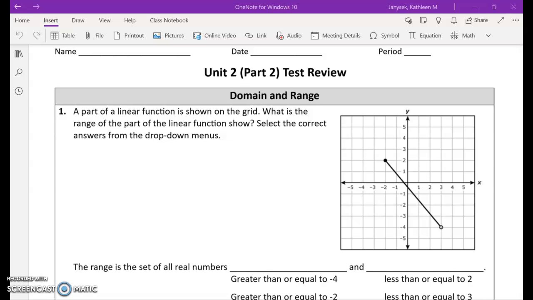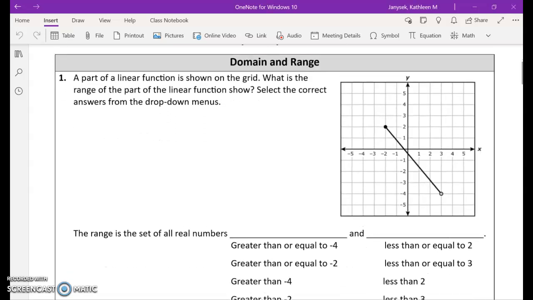Hi everyone. So this is the first video of 3 that I'm going to make for your test review for your Unit 2 test. The first part is on domain and range, the second video will be on slope, rate of change, and the third video will be on graphing linear functions. So let's go ahead and look at the first section in this video, which is domain and range.